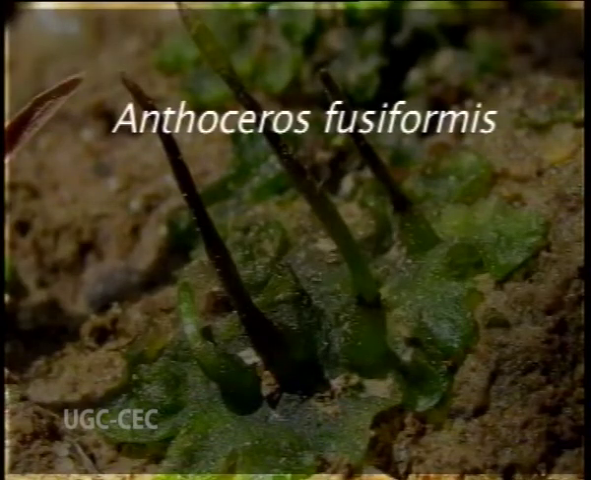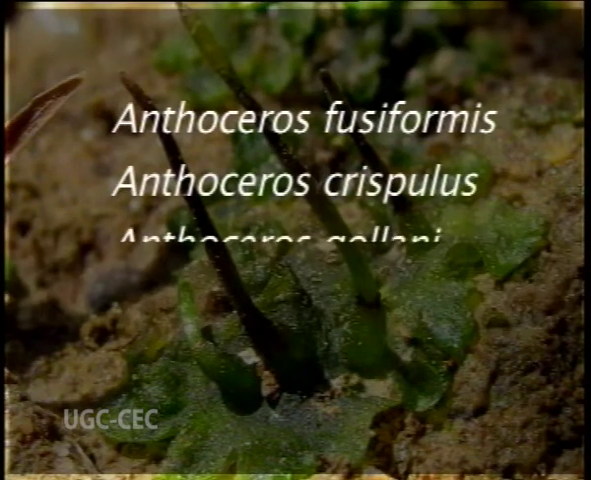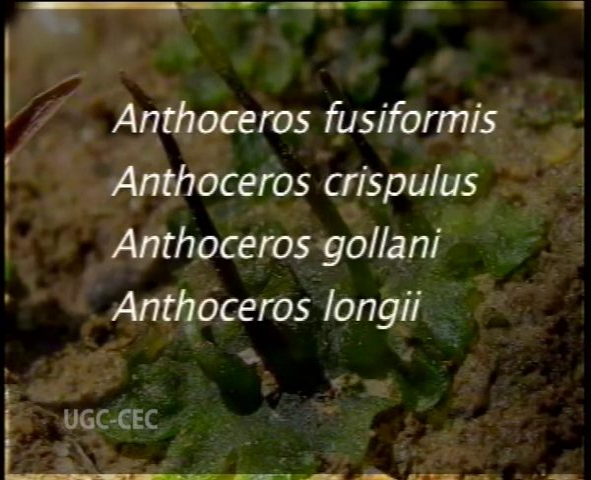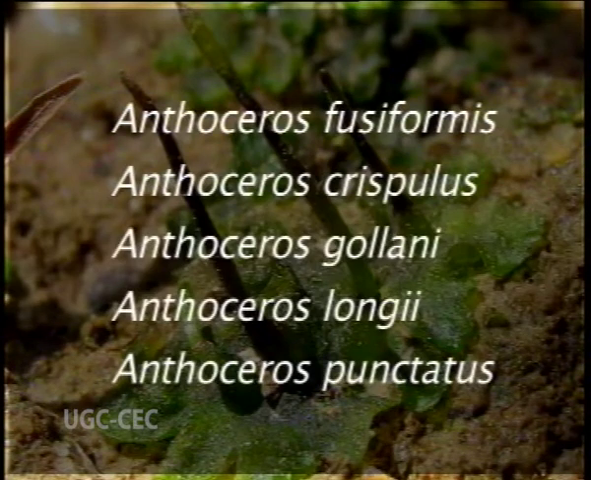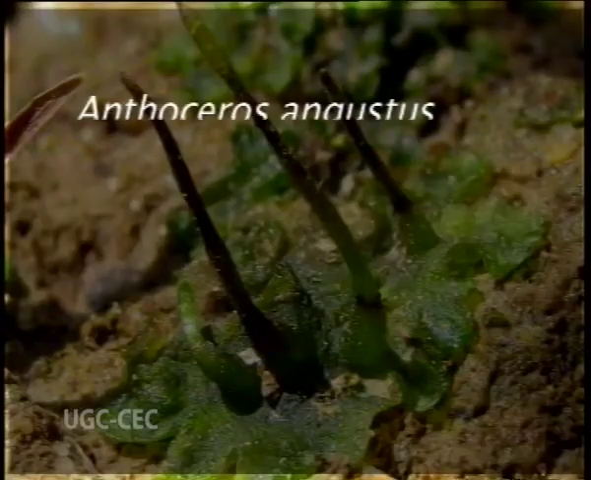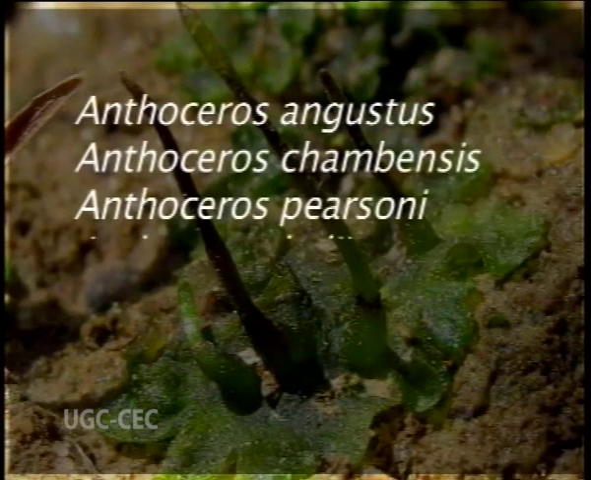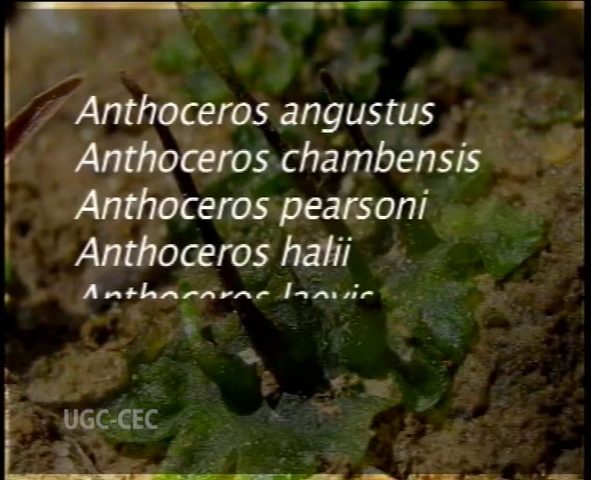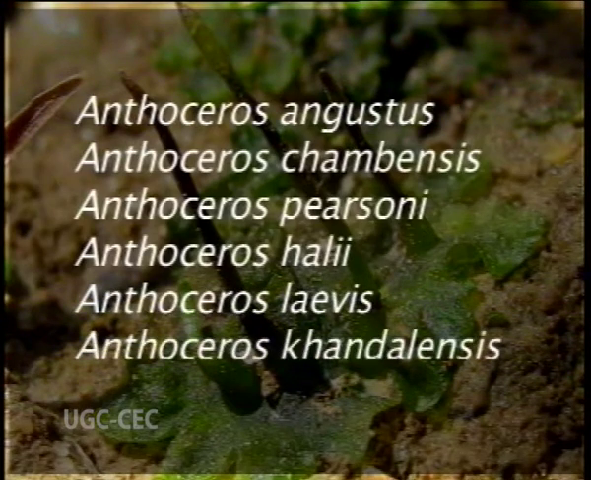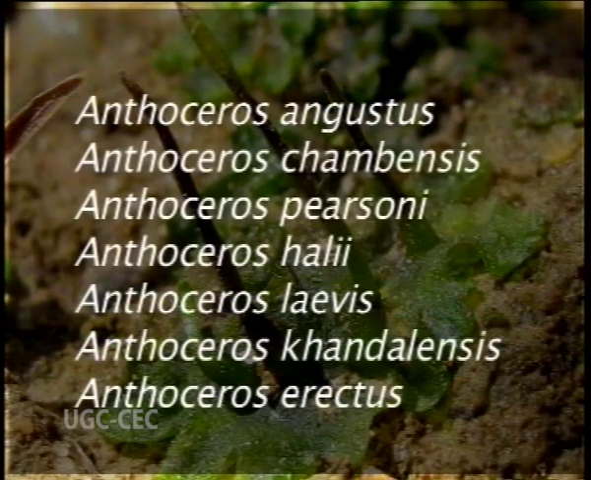As far as the sexual reproduction is concerned, most of the species of Anthoceros are monoecious, which include Anthoceros fusiformis, Anthoceros crispulus, Anthoceros golani, Anthoceros longii, and Anthoceros punctatus, while some species are dioecious. For example, Anthoceros angustus, Anthoceros chambensis, Anthoceros pearsonii, Anthoceros hallii, Anthoceros laevis, Anthoceros khandalensis, and Anthoceros erectus.